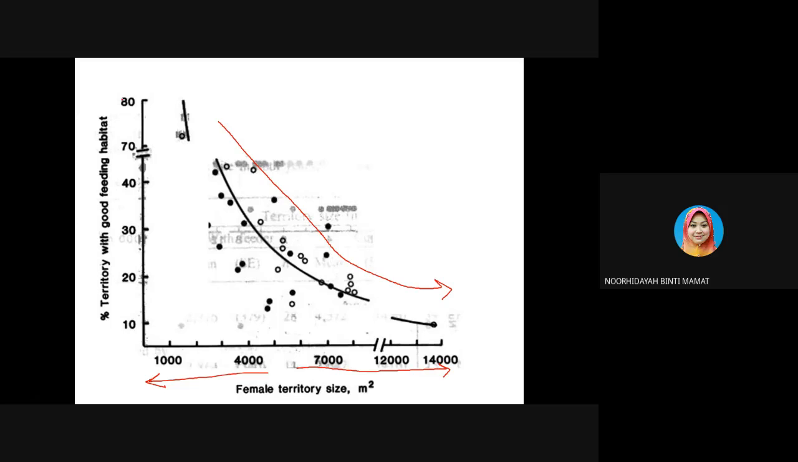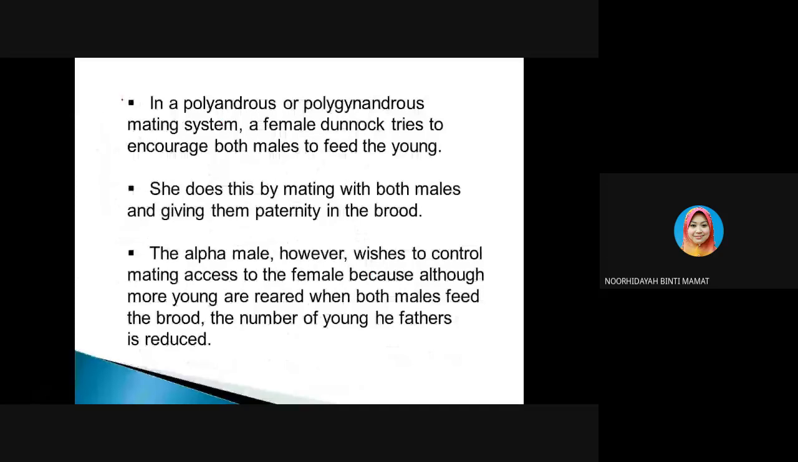So in polyandrous or polygynandrous mating systems, where one female mates with two or more males, or two or more females mate with two or more males, the female dunnock will try to encourage both males to feed their young. She does this by mating with both males and giving them paternity in the brood.